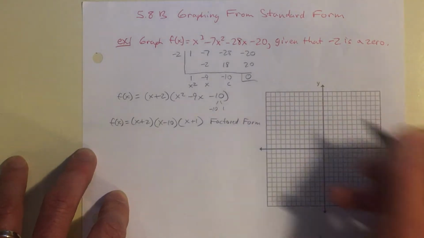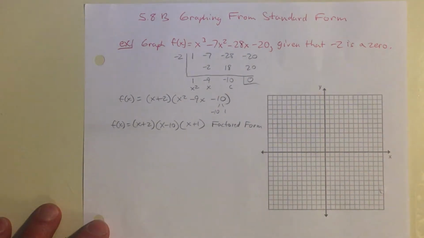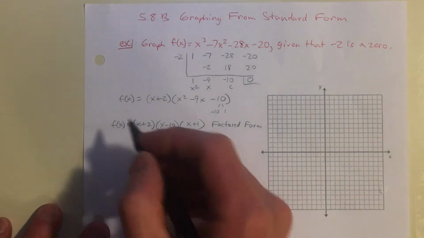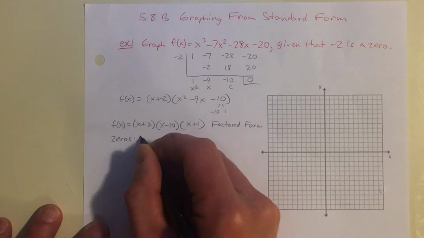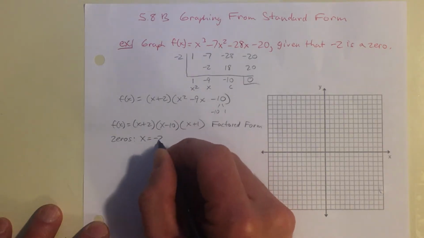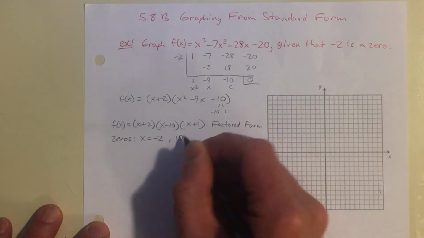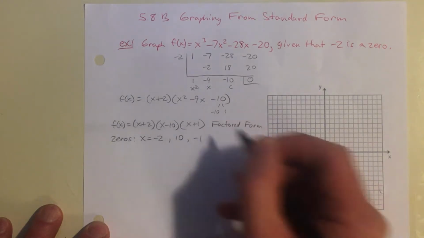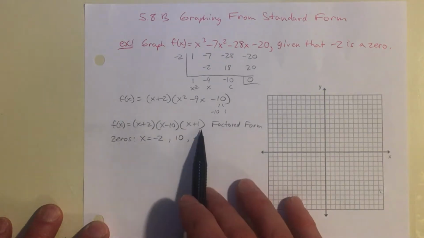So from here on out, this will be similar to the graphing you've already done from factored form. It'll be pretty straightforward, and in some aspects, it's going to be a little bit easier. So from our factors, we can write our zeros. Our zeros are going to be the one that was given to us, -2. And then we're finding it'll also be 10. And it'll also be -1. And all of these only showed up once.